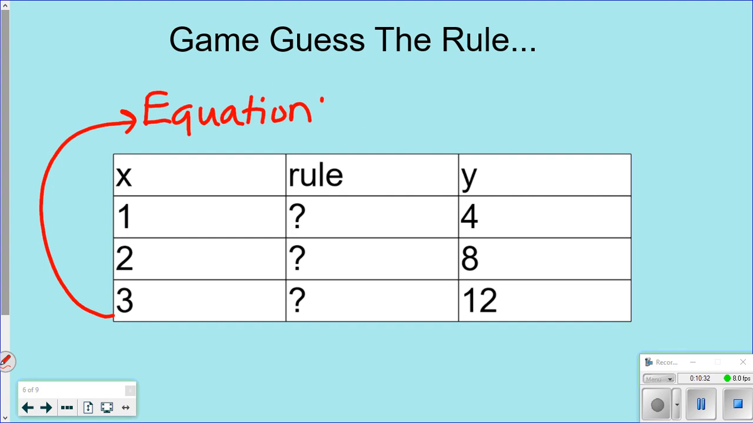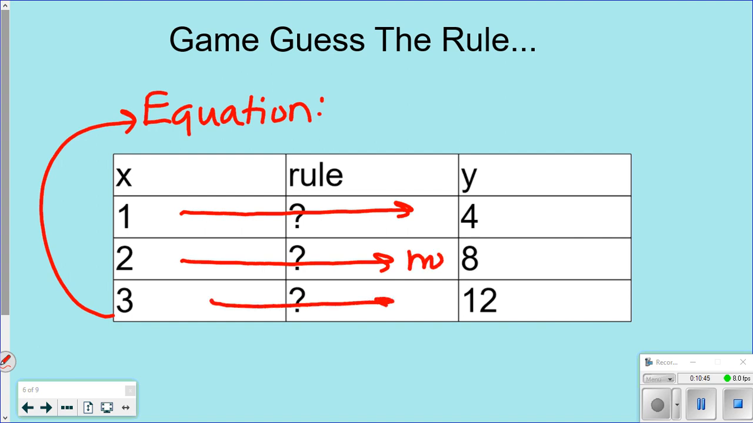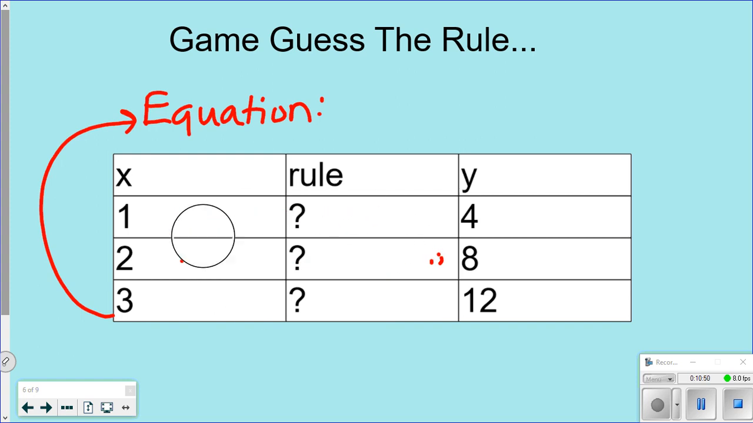Okay, so we have to look at our table and say, okay, what's going on? Well, how do I get from 1 to 4? Well, a lot of people would say, well, you're going to add 3. Okay, that works. But does 2 plus 3 give you 8? No. Does 3 plus 3 give you 12? No. Okay, so that doesn't work. The rule has to be consistent throughout.